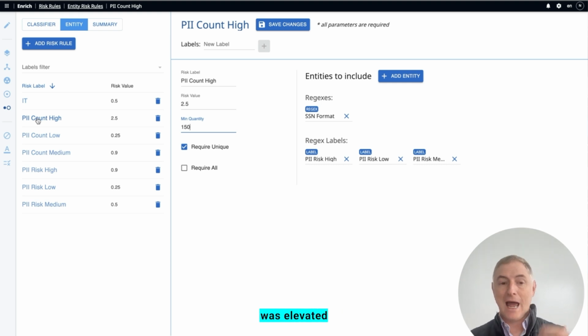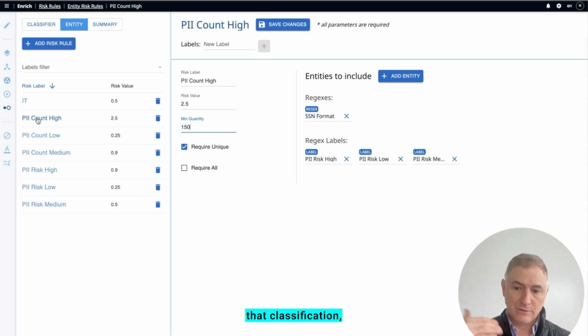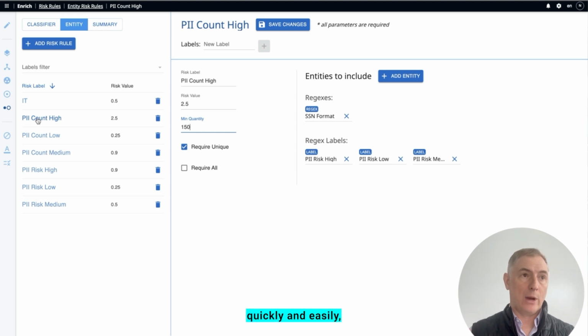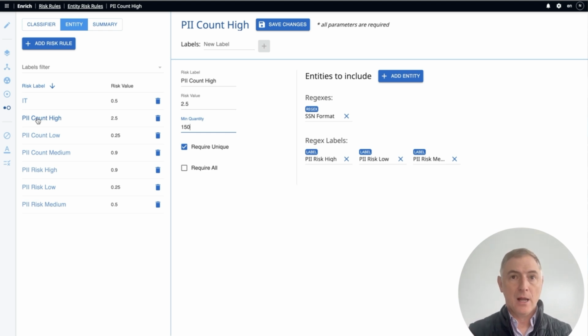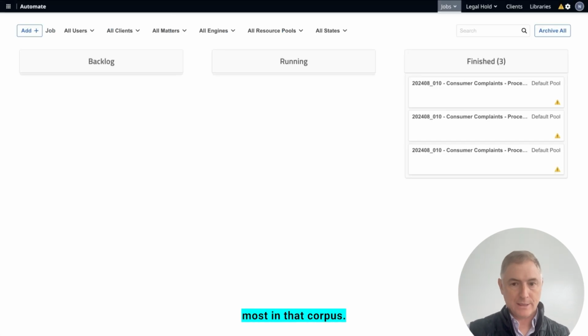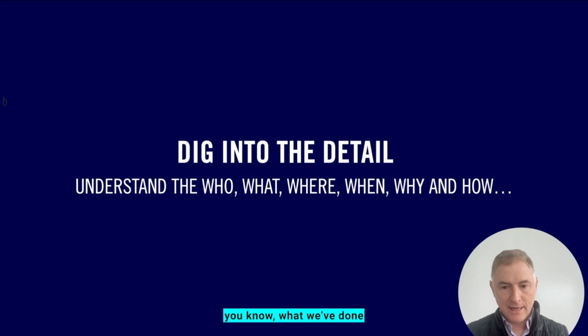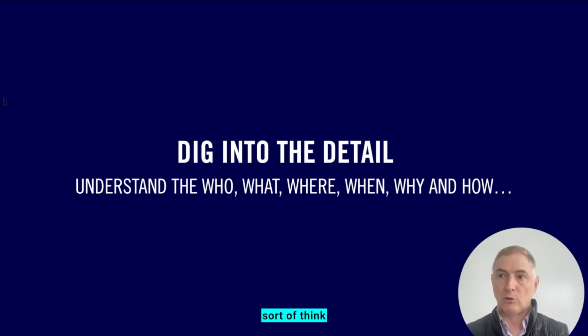That account list was elevated to the top of the pile by using the risk scoring. And again, that classification, categorization, and that whole idea of being able to quickly and easily point you at what matters most in that corpus. If I think about what we've seen, it's now reasonable to think that we should probably start an investigation. How did that account list get to that location? And what should we be doing about it?